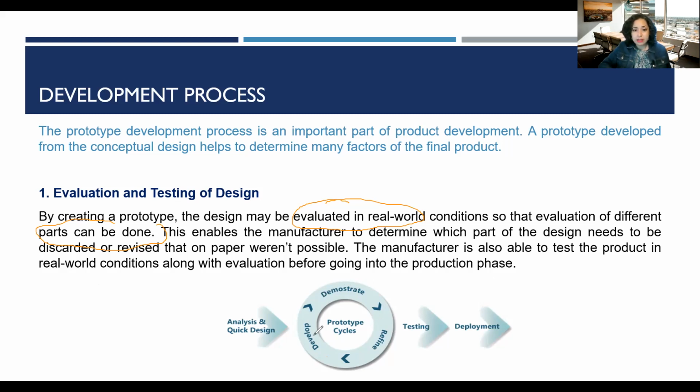So we're talking about the cycle here. When we develop, we demonstrate, and we refine. And we keep going on and on until the design is ready to test, and until this test can be agreed, then we keep going with that development. So we check the conditions and evaluate. It enables the manufacturer, whoever is working on this, to determine which part of the design needs to be discarded or revised, on paper wherever possible. The manufacturer is also able to test the product in real world conditions along with evaluation before going into the production phase. I'm going to explain a little bit more about this in the next few slides.